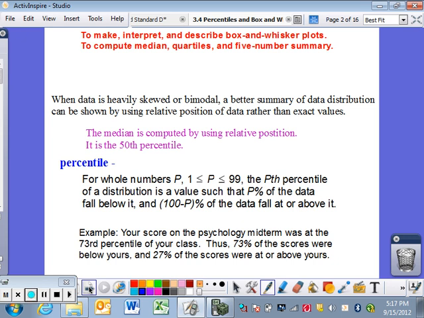Now, you guys may be looking back at taking your NDSA tests or ACT tests or Iowa Basic tests or whatever tests you've taken before. A lot of them are given in percentiles.